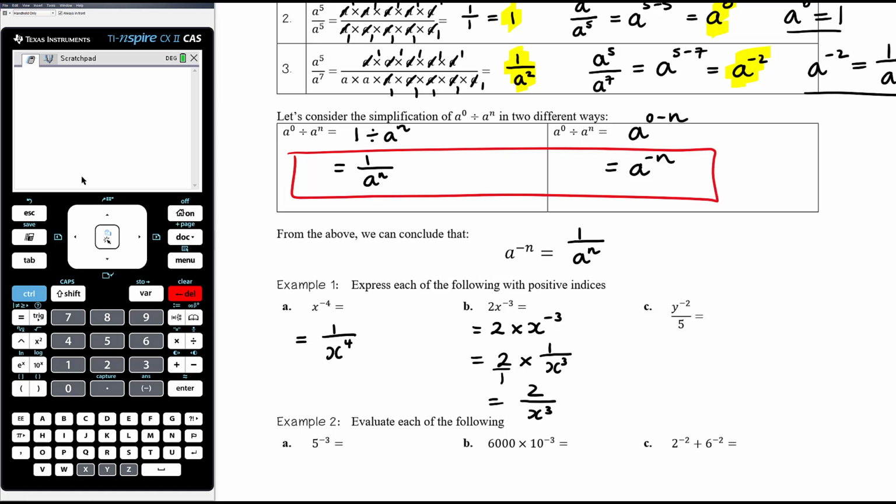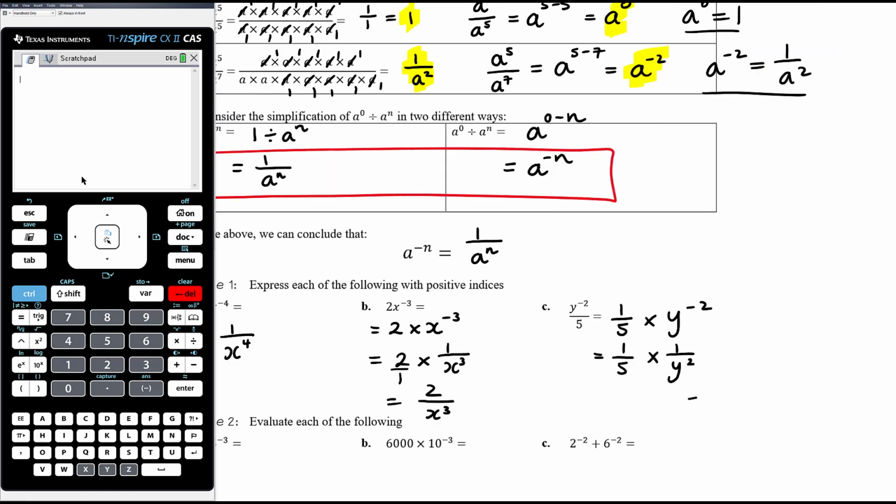Alright, if we have y to the power of negative 2 divided by 5. Now again, let's be clear about what's happening here. Dividing something by 5 is the same as multiplying it by a fifth. This is just a fifth times y to the negative 2. Okay? It's 1/5. And so y to the negative 2 is 1 over y to the positive 2.